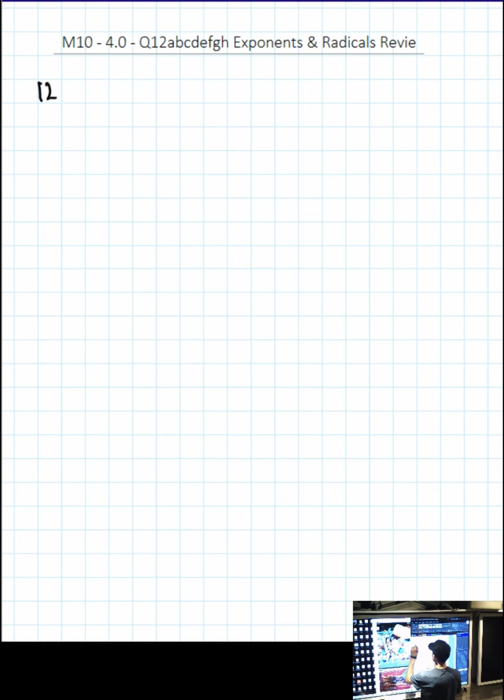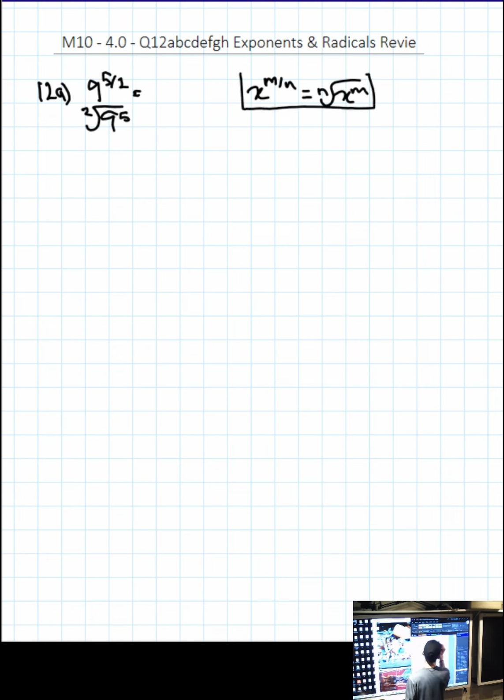Okay, 12a. So change from exponential form to radical or square root form and simplify if possible. So we're going to get 9 to the 5 over 2. So we can convert that. I'm going to go down the page this time. So that's going to become the square root of 9 to the 5, using the same formula as last time: x to the m over n is equal to the nth root of x to the m, remembering that the bottom becomes the root and the top stays the exponent.